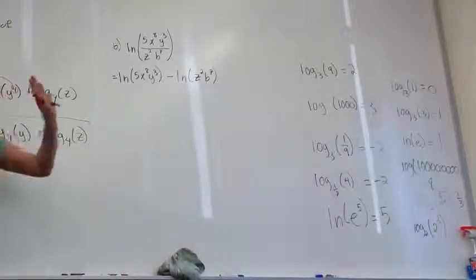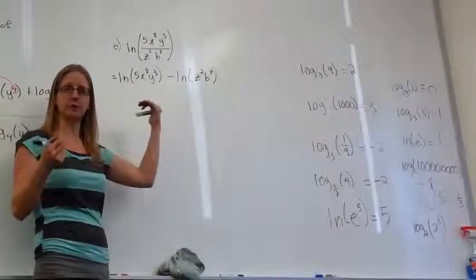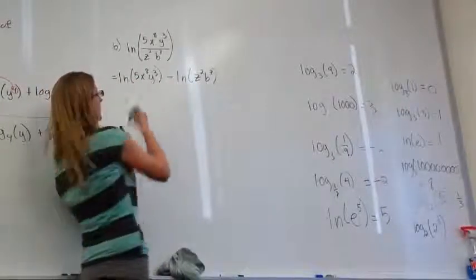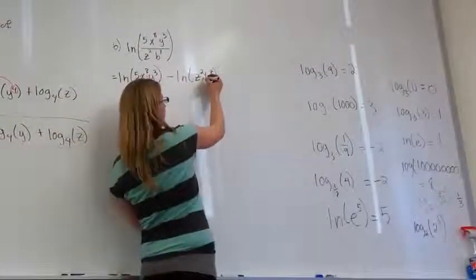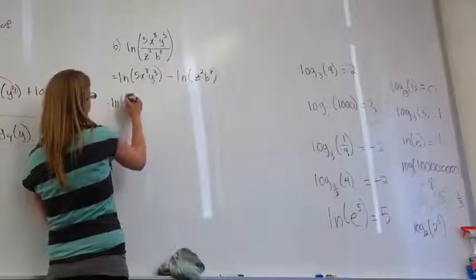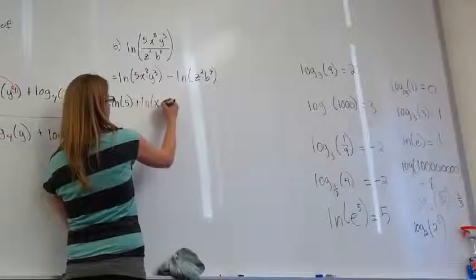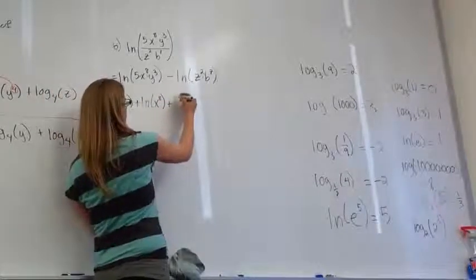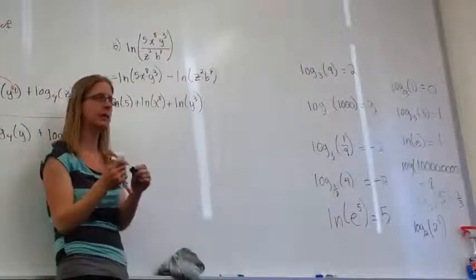And then for each one separately, you can now take those multiplications and turn them into additions, right? This is the 5 times, this is the next times, and so on. So let's do that. Equals. This is going to become ln of 5, and then what? Plus ln of x to the 8, plus ln of y cubed, right? You guys see that okay?